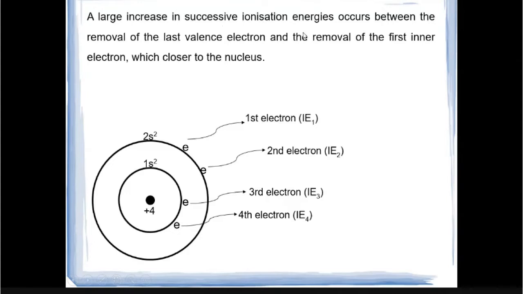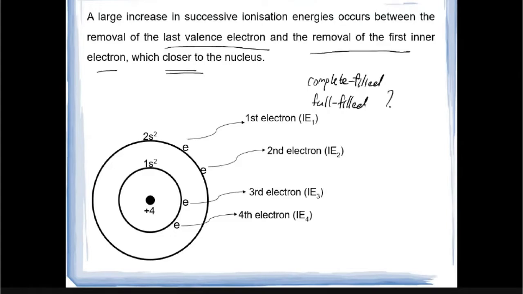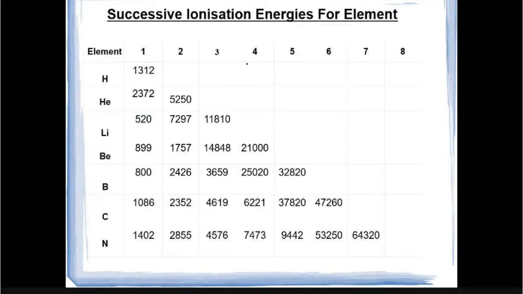So a large increase in successive ionization energy occurs between the removal of the last valence electron and the removal of the first inner electron, which is closer to the nucleus. So we always talk about completely filled, or we use the term full fill. Then we talk about the inner electron, or sorry, inner shell. Why is the IE higher, or why the drastic change? Because the electron is removed from a completely filled inner shell. So we keep on repeating the same term.